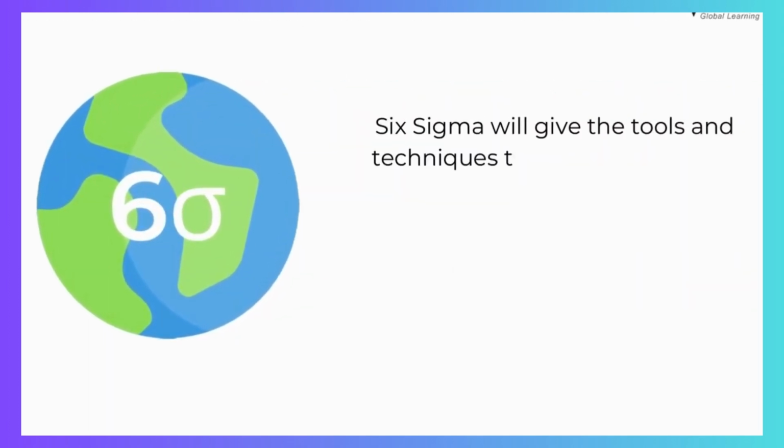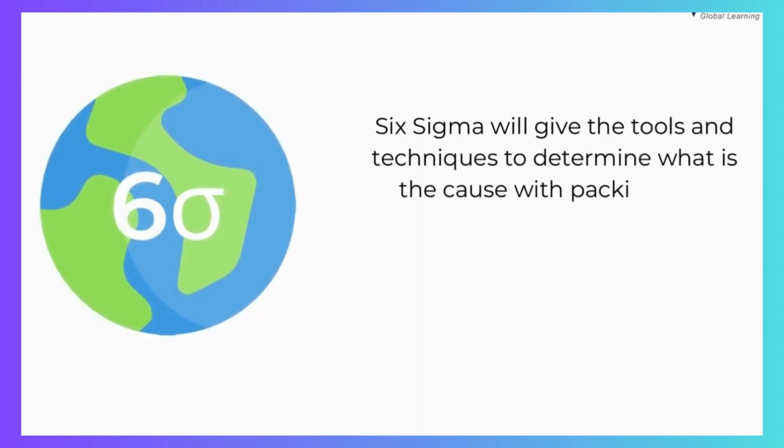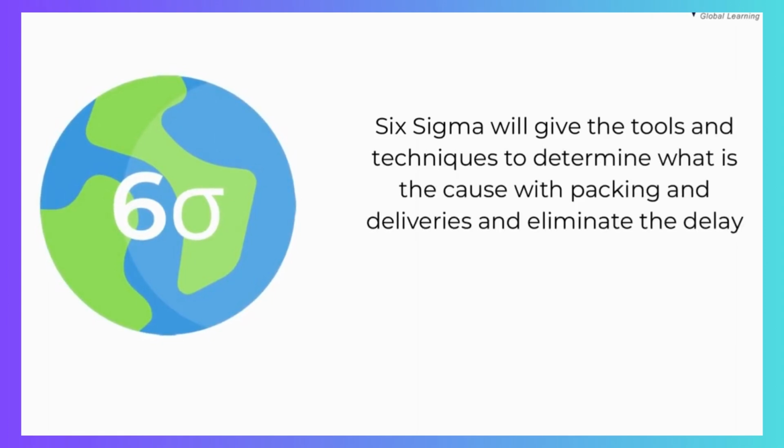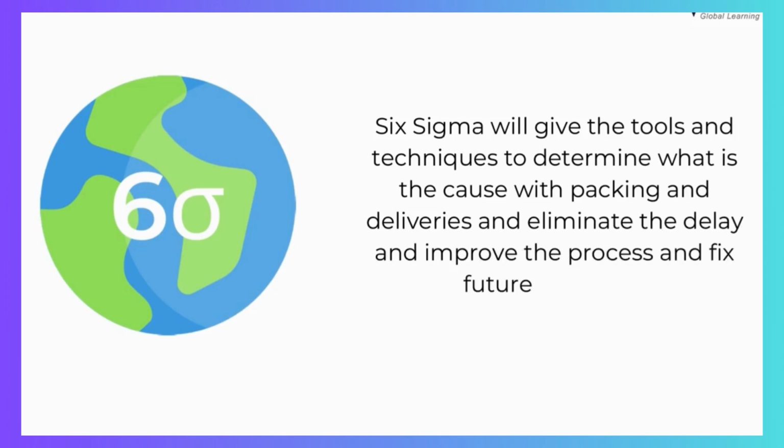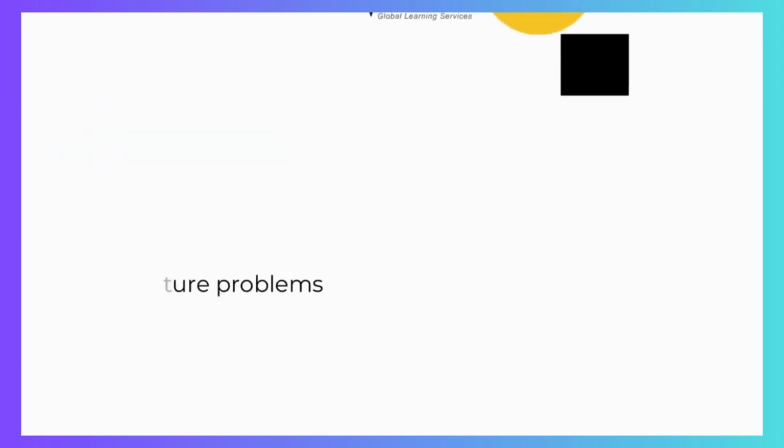Six Sigma will provide the tools and techniques to determine the cause of packing and deliveries, eliminate the delay, improve the process, and fix future problems. Now, let us discuss Six Sigma and its tools and find a solution to the problems faced by the e-commerce company. Before that, we will start with the agenda of today's session.